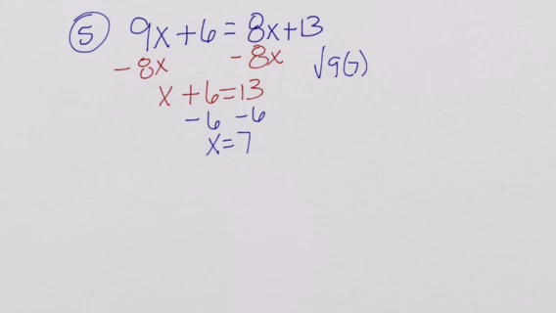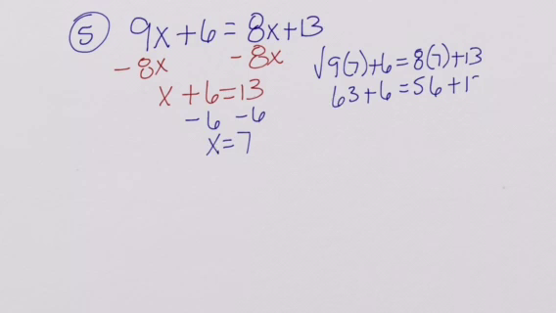9 times 7 plus 6 is equal to 8 times 7 plus 13. 9 times 7 is 63 plus 6, and 8 times 7 is 56 plus 13. 63 plus 6 is going to give us 69, and 56 plus 13 is going to give us 69. So x is equal to 7.